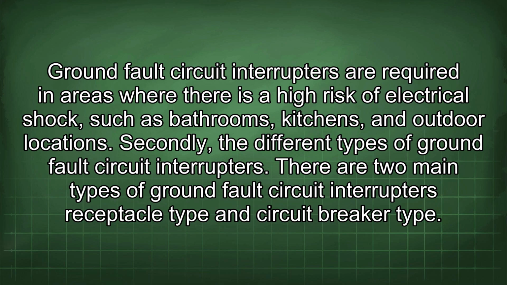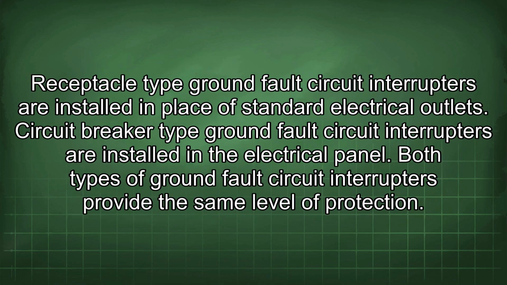Secondly, the different types of ground fault circuit interrupters. There are two main types of ground fault circuit interrupters: receptacle type and circuit breaker type. Receptacle type ground fault circuit interrupters are installed in place of standard electrical outlets. Circuit breaker type ground fault circuit interrupters are installed in the electrical panel. Both types of ground fault circuit interrupters provide the same level of protection.